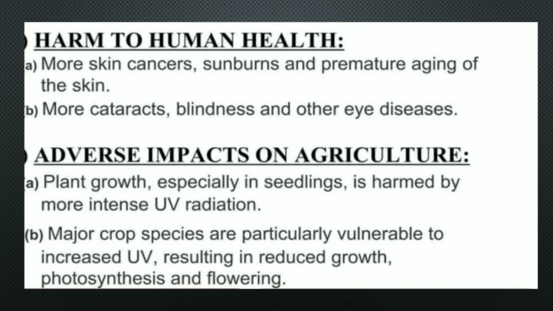Adverse impact on agriculture. Plant growth, especially in seedlings, is harmed by more intense UV radiation. Major crop species are particularly vulnerable to increased UV, resulting in reduced growth, photosynthesis and flowering.